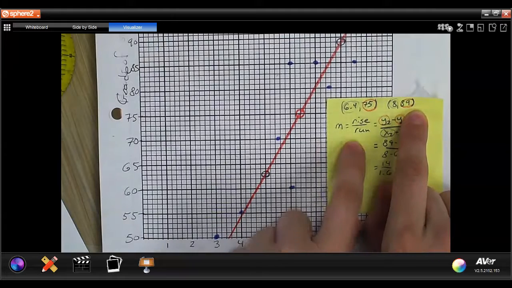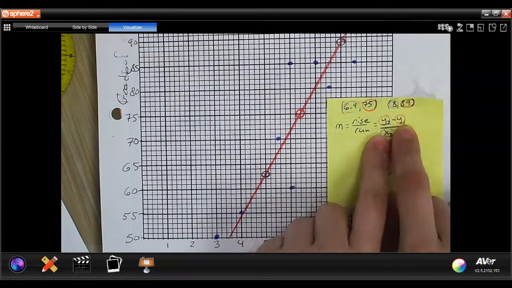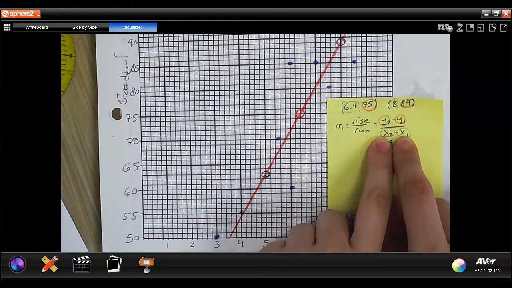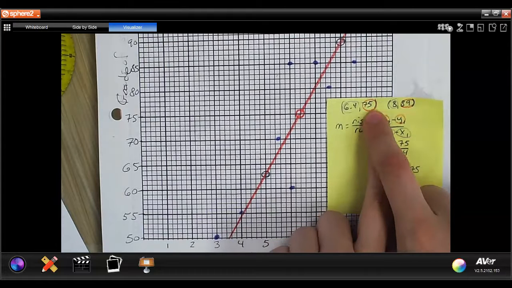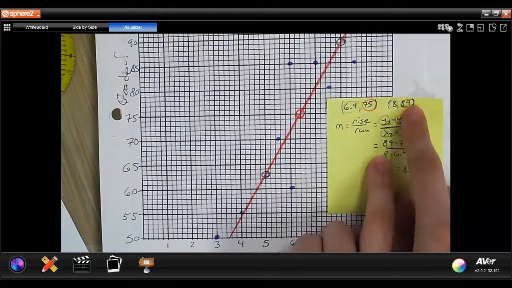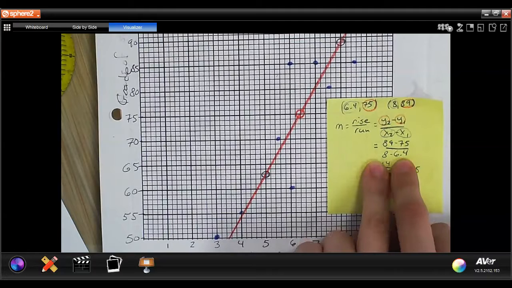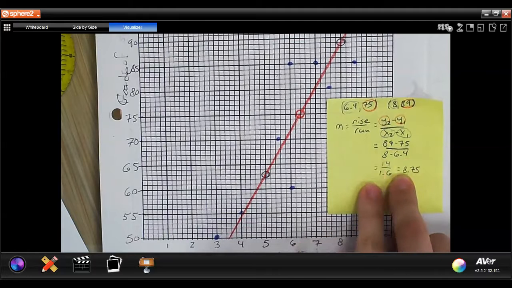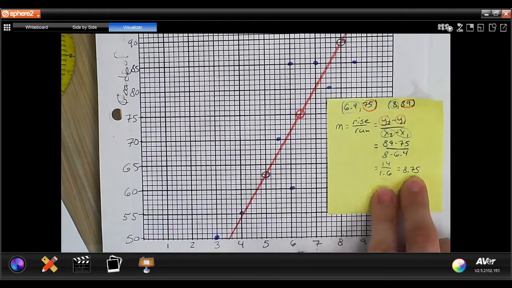Now, I know slope is rise over run, which is y2 minus y1 over x2 minus x1. I color coordinated my points so that the red ones are for my y's and the blue ones are for my x's. So I'm going to do 89 minus 75 over 8 minus 6.4. When I actually do that, I get 14 over 1.6, which is the same as 8.75.